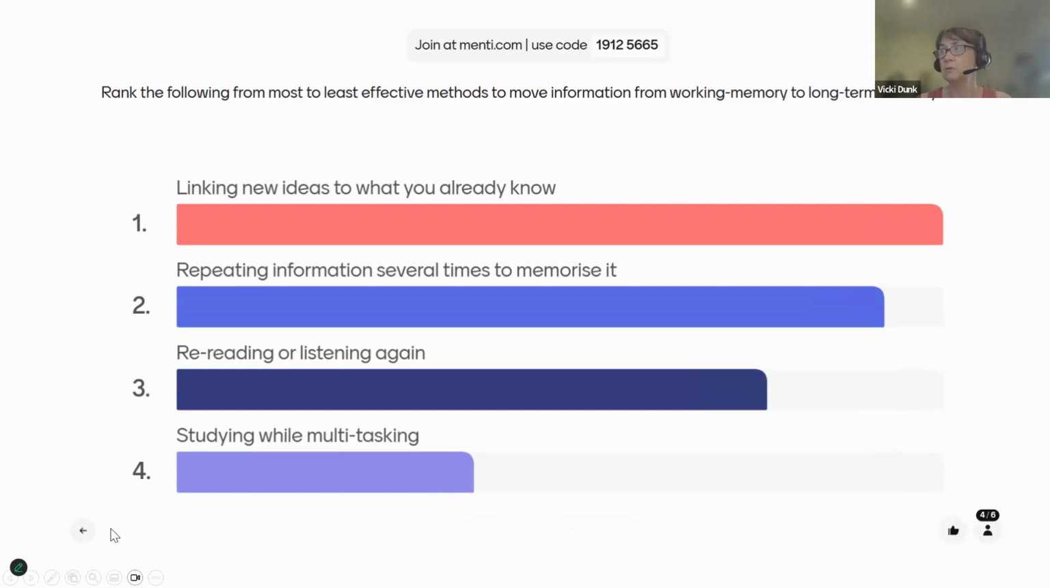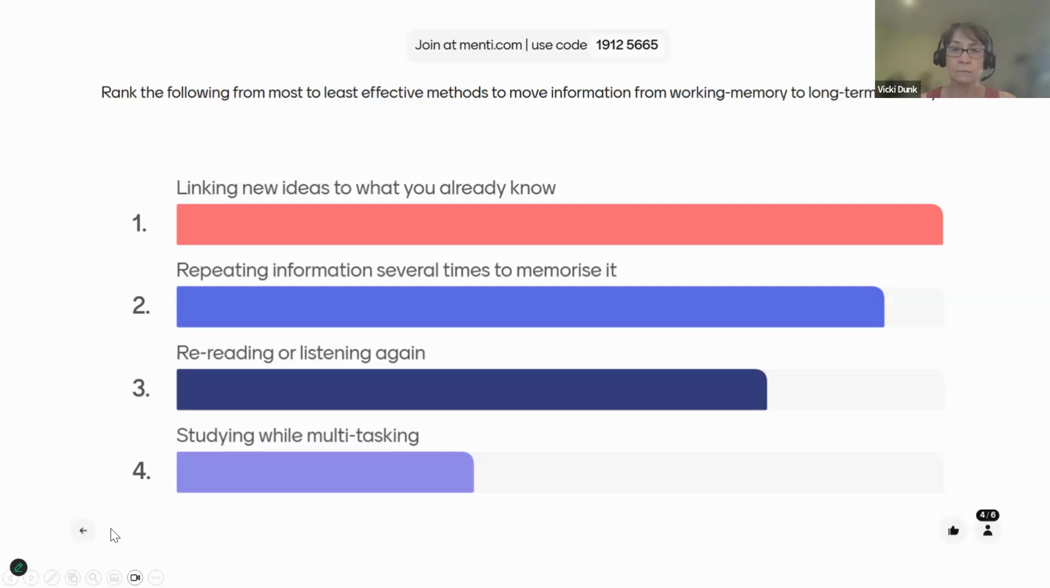Repeating information several times to memorize it is a good way. It's rote learning. In the old days, we used to use that a lot for cramming for an exam. It's a really bad strategy because as soon as the exam's over, you forget everything. So think back, how many of those sequences of letters can you remember now? Probably the first one, because it was super easy and made a word. So not a super good one for getting things into long-term memory.